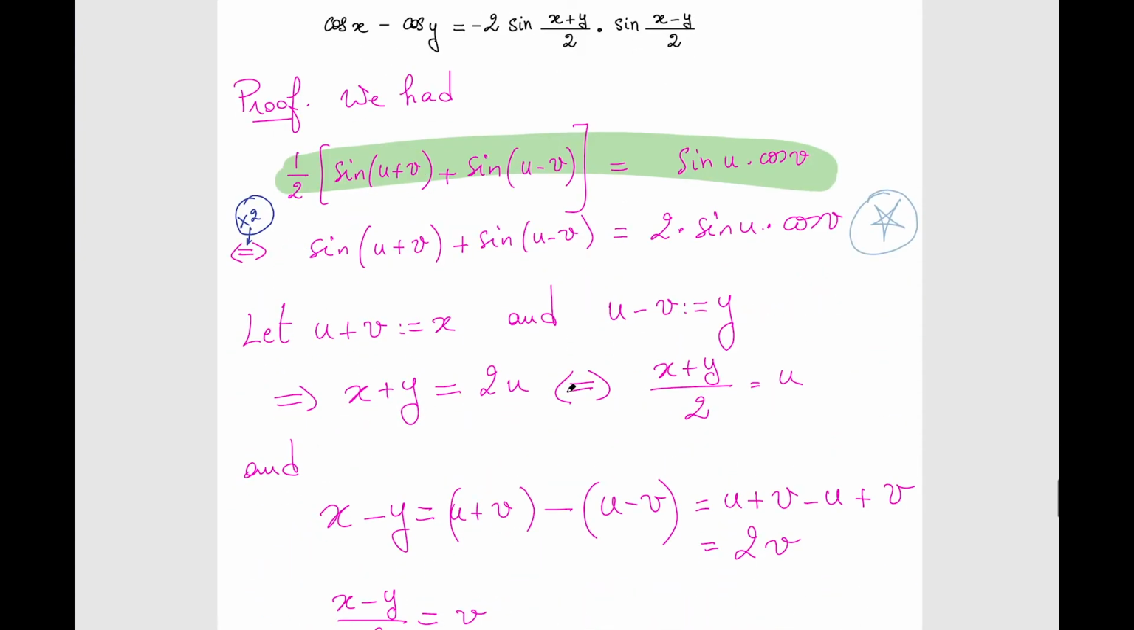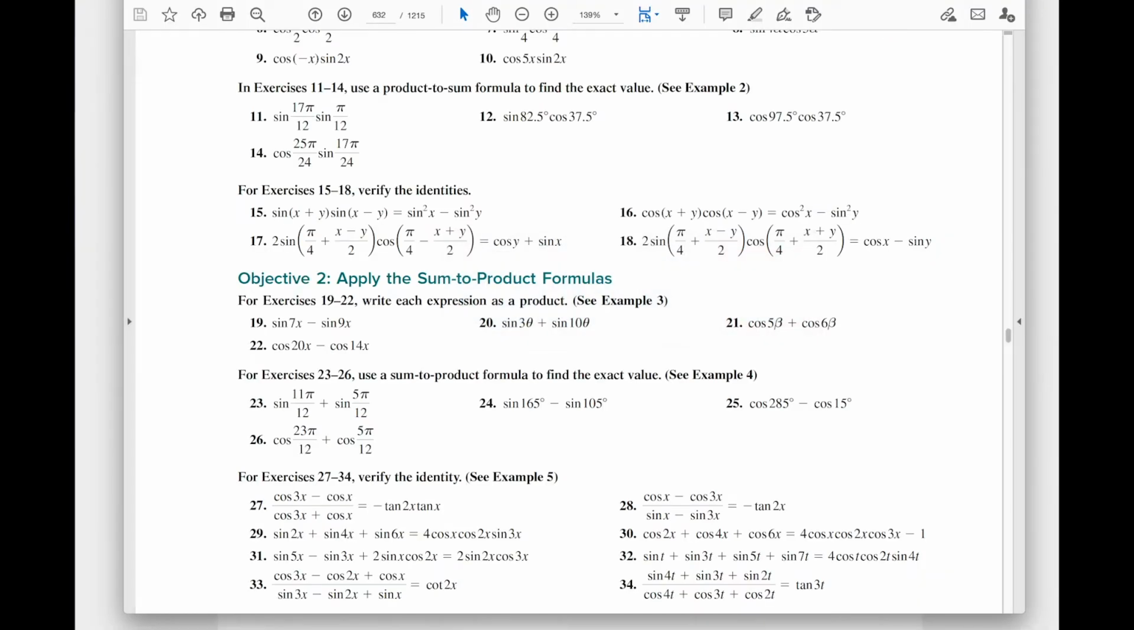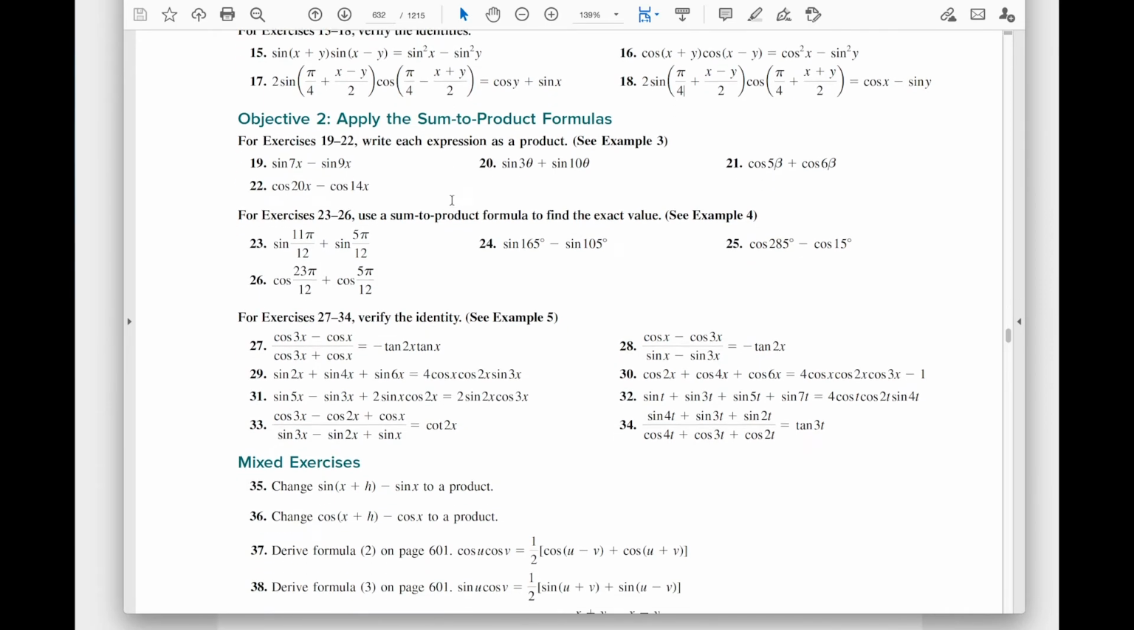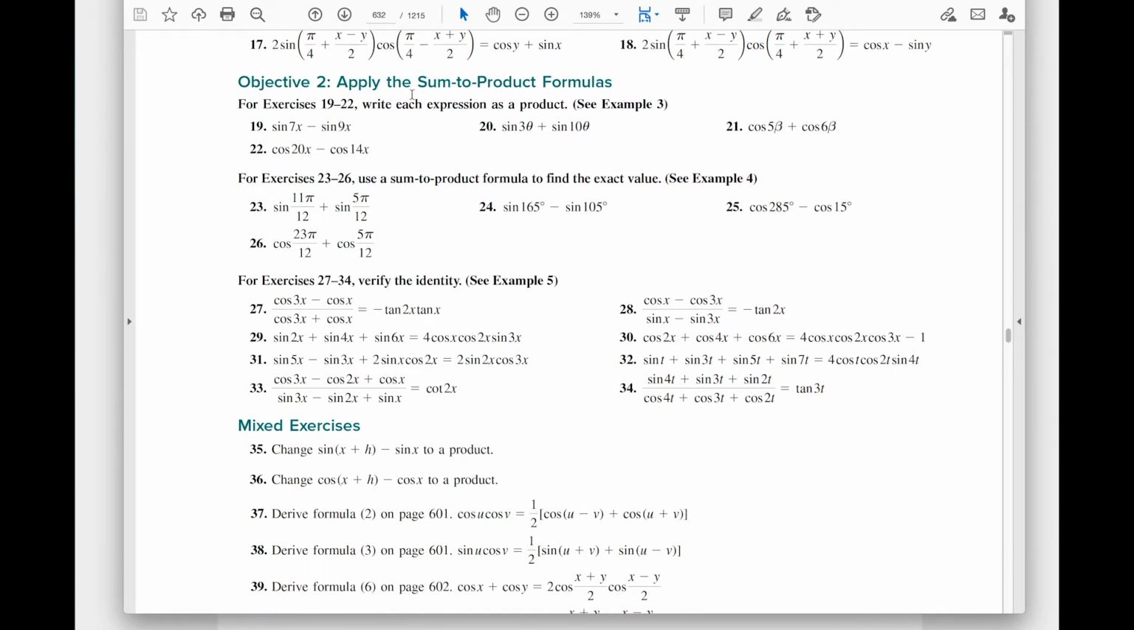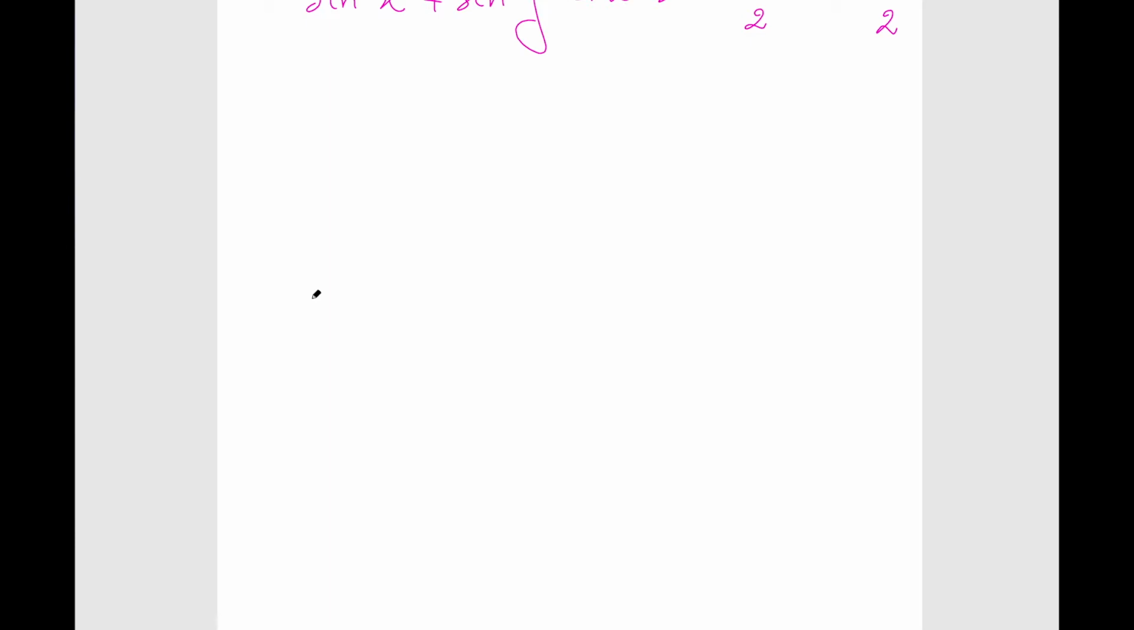All right, so let's apply these properties. Let's go back to the book, and now we're going sum to product. This is the second objective of the section. How about 22? So I want to write each expression as a product. And this expression is cosine of 20x minus cosine of 14x. So this is number 22.